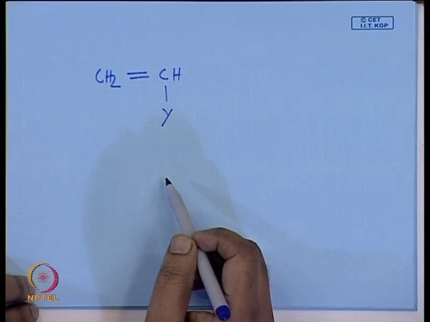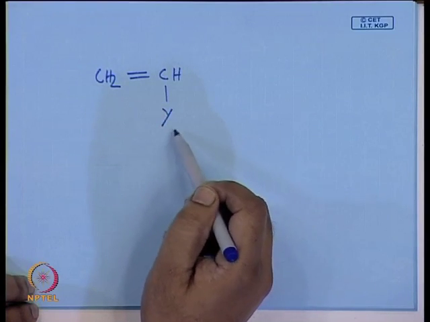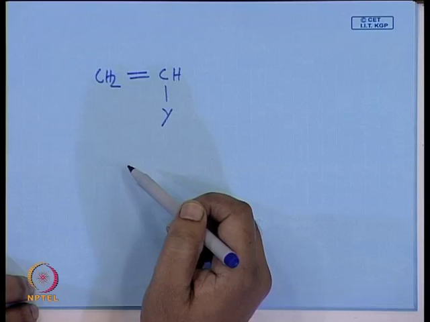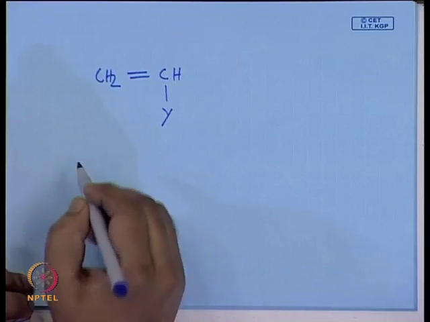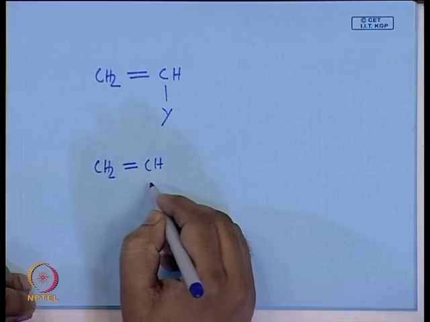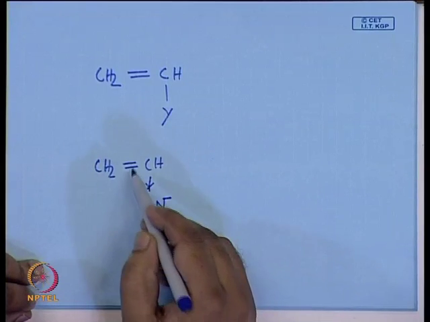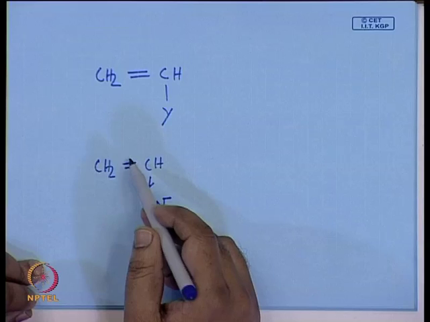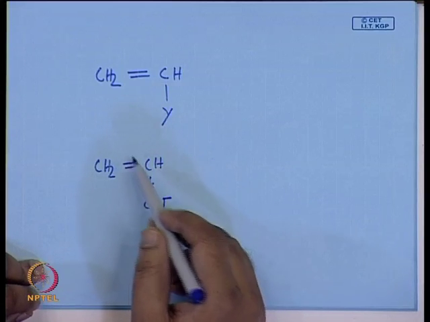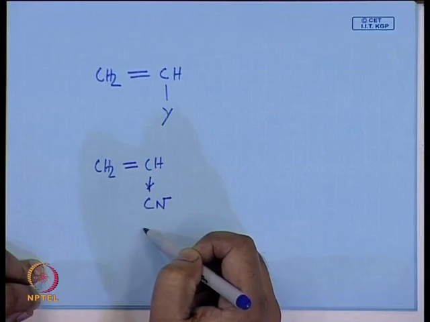which in turn depends upon the inductive effect and the resonating effect of this substituent group Y. For example, say Y is an electron withdrawing group such as nitrile. If I consider a molecule like this, CN is an electron withdrawing group, which means that because it is present, the reactivity of this double bond towards a nucleophile increases, and also if there is an anionic charge here, it can be easily stabilized by the resonating effect of the nitrile group.